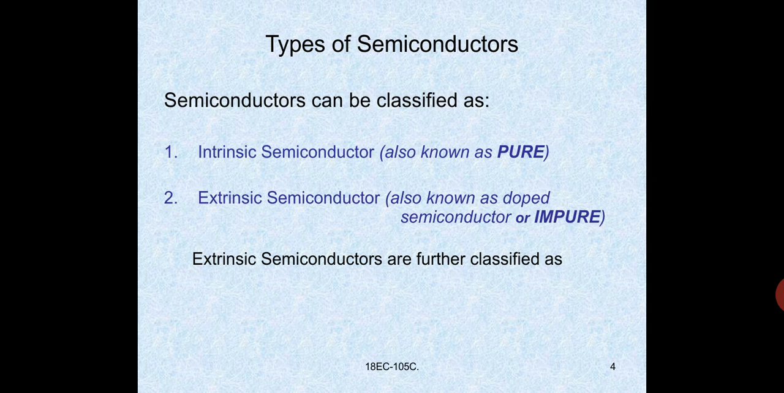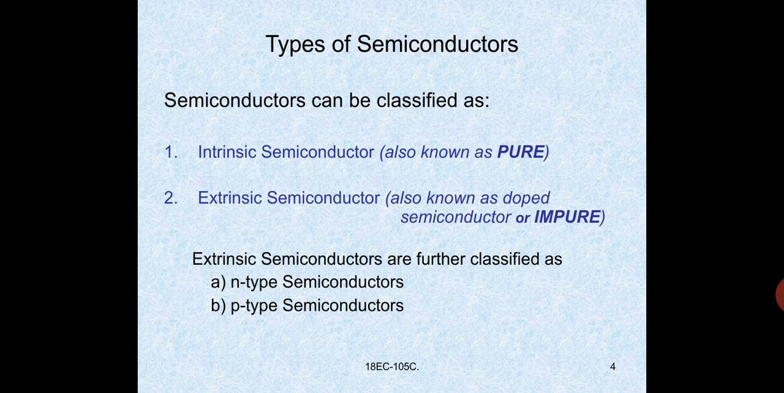The extrinsic semiconductors are further classified as N-type semiconductors and P-type semiconductors. That means semiconductors are basically of two types, that is pure and impure. And in the impure we again have two classifications, that is N-type and P-type semiconductors.